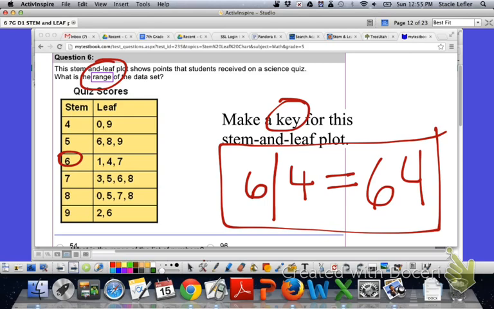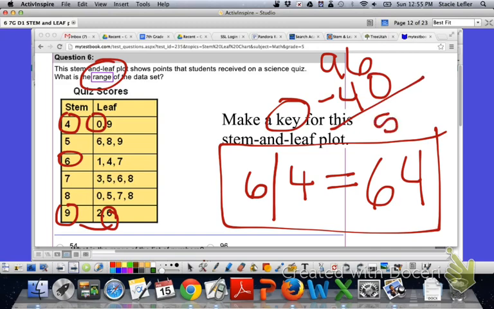Now how about range? Range is the difference between the greatest data and the least data. What would you find for the range? Well, the greatest data would be 96, and the least data would be 40. So we find the difference between them, which means we're subtracting, and the range is 56.